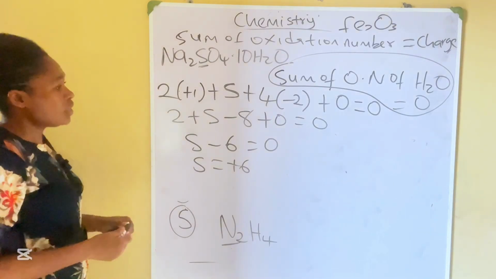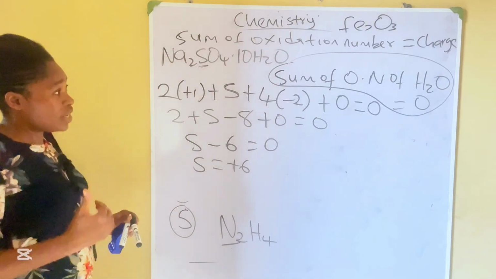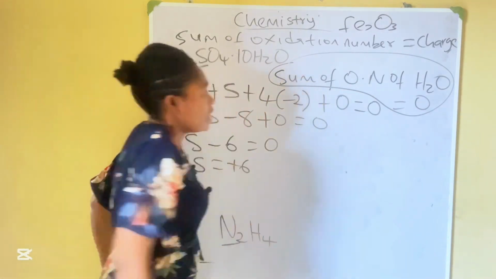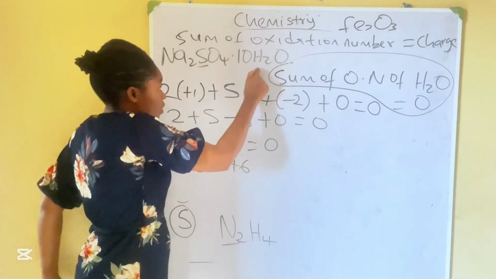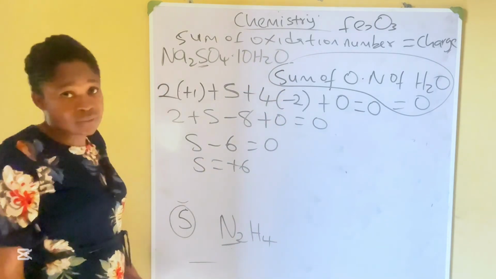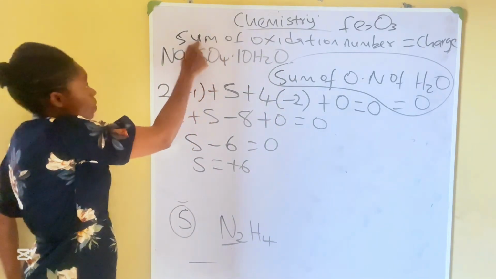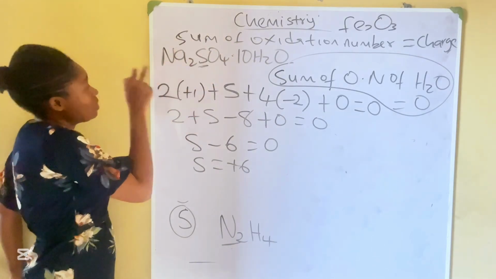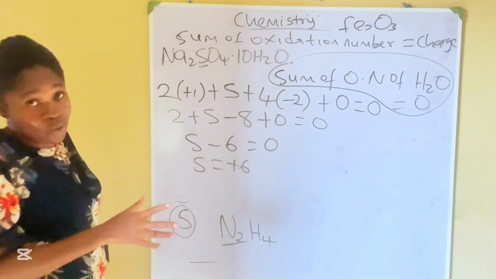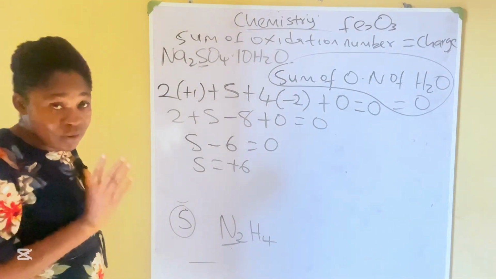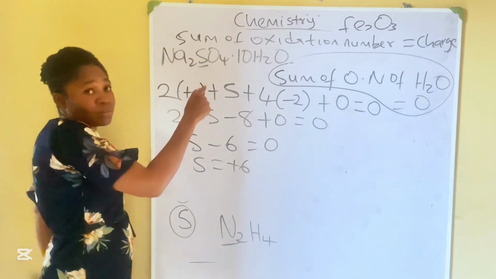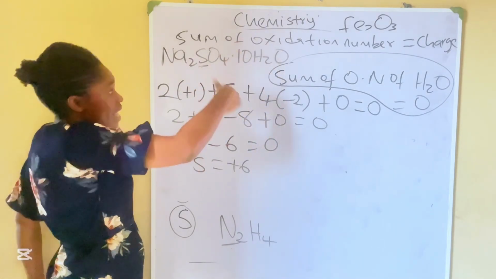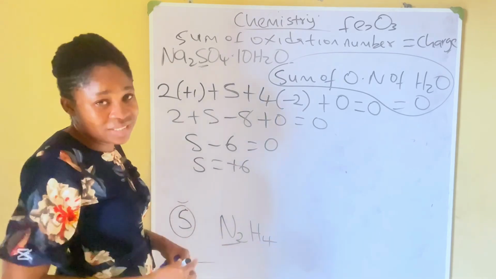So I've seen this method. I can also use the one where I say: let the sum be 0. I was asked to find the oxidation number of sulfur in this compound. Remember, this one is a compound on its own, so I can say let the sum of the oxidation numbers of Na2SO4.10H2O be equal to 0. Yes, you are very correct. So it's now 0 plus 10 times 2, which is 20 hydrogen.